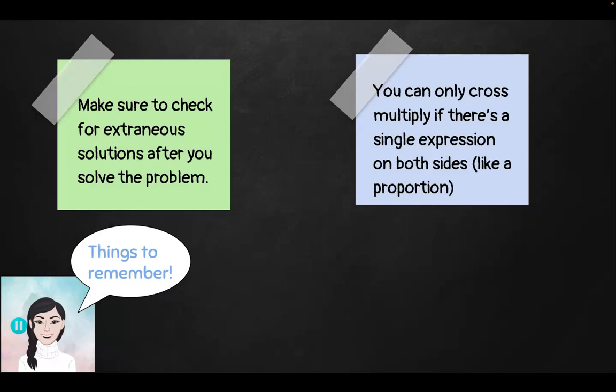Okay, so now here are some things for you to remember. Always make sure you are checking for extraneous solutions after you solve your problem. And then remember, you can only cross multiply, like a proportion, if there's a single expression on both sides. So it does have to look like a proportion. You can't use the cross multiplication for the previous examples that we had at the beginning.